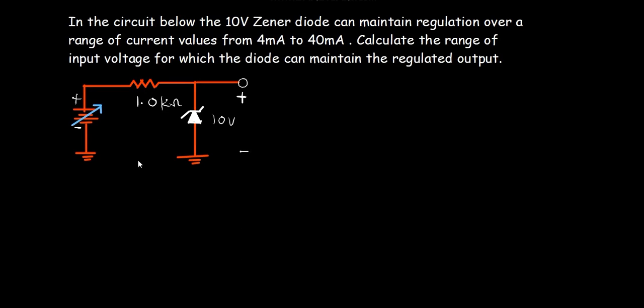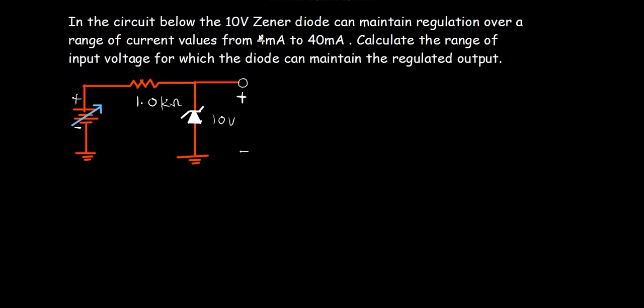Okay, so we are going to solve this question I have on the screen here, which says that in the circuit below, the 10 volt Zener diode can maintain regulation over a range of current values from 4 milliampere to 40 milliampere. Calculate the range of input voltage for which the diode can maintain the regulated output.